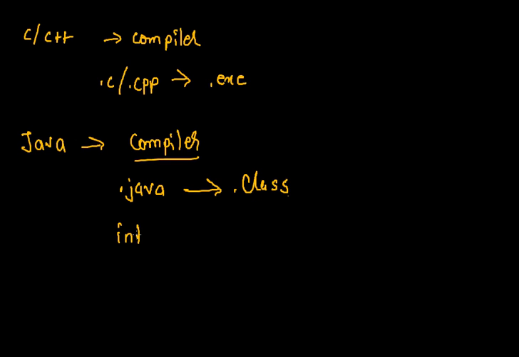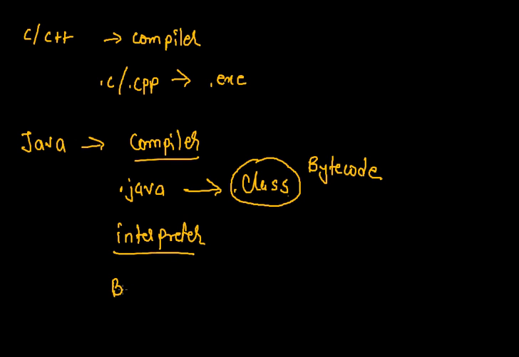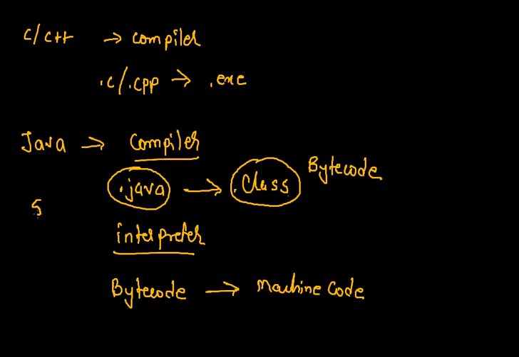Then you have the interpreter. A .class file is also known as bytecode. So what does the interpreter do? The interpreter converts this bytecode into machine code. The .java file is also known as source code. So source code into bytecode and then bytecode into machine code. This is the procedure of Java.